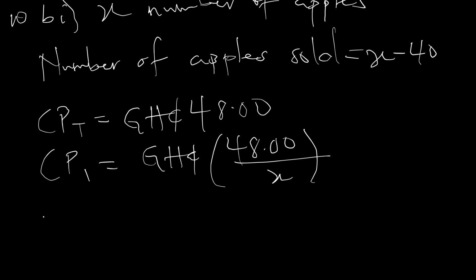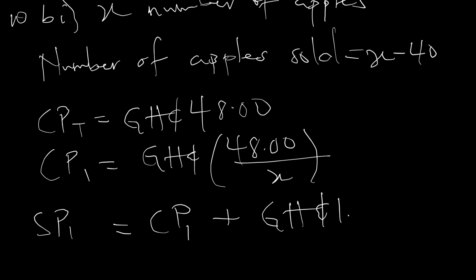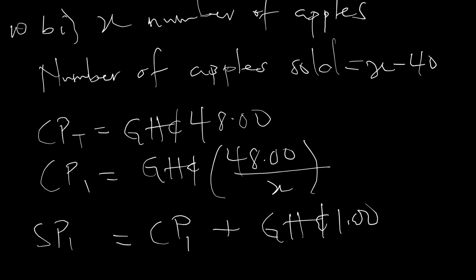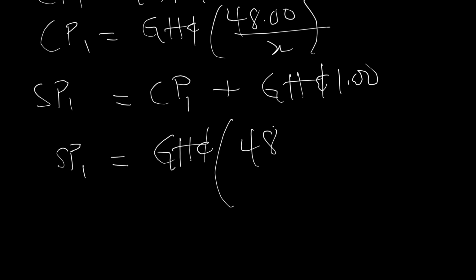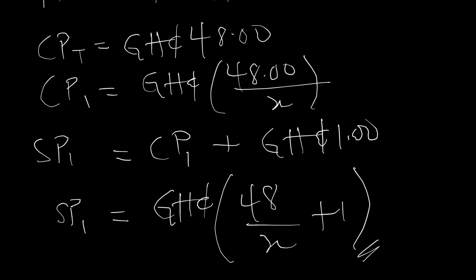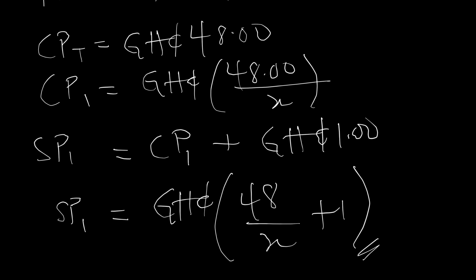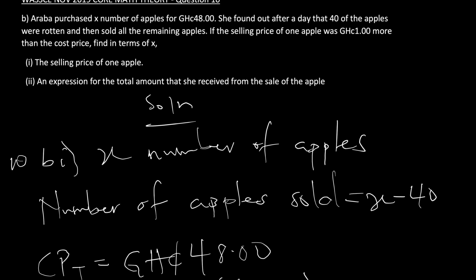Now we are also told that the selling price of one apple is equal to the cost price of one apple plus Ghana cedi 1. So the selling price of one apple will be equal to Ghana cedi 48 over x plus 1. So that brings us to the end of question 10b(i). So moving on to 10b(ii).